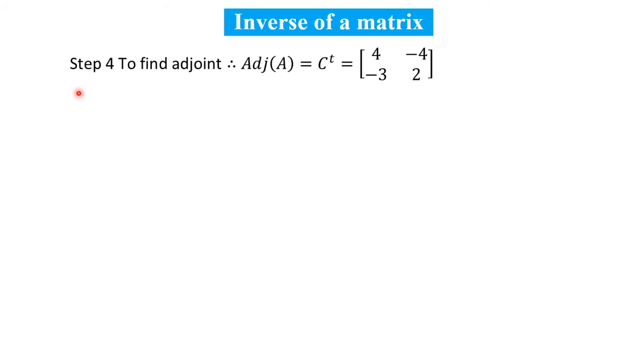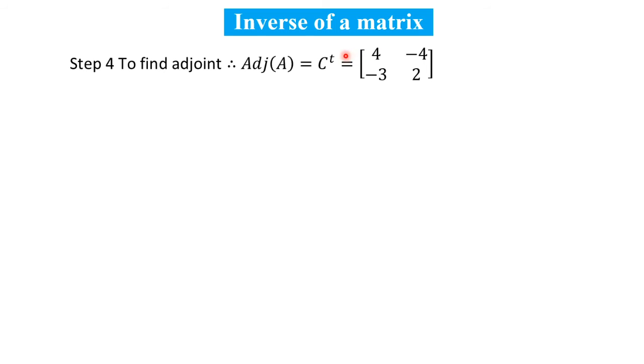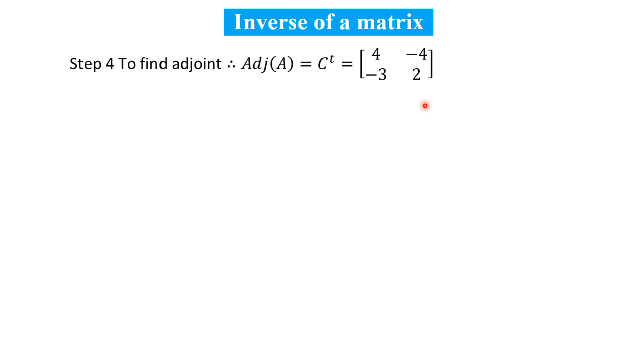Then the next step is step number 4, to find the adjoint. How to find the adjoint? Adjoint means the transpose of the cofactor matrix. In the transpose, each row is converted into a column. So the first row becomes the first column, and the second row becomes the second column: 4, minus 4, minus 3, 2.